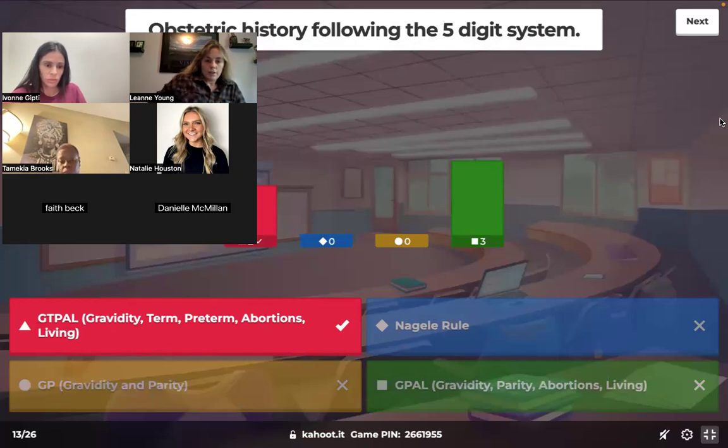So this is that GTPAL that we had just talked about. The GPAL is just missing your term. So if you're going through the entire obstetric history, which you would see on a patient's prenatal, it goes through gravidity, term, preterm, abortions, and living. That's how it would be broken up.